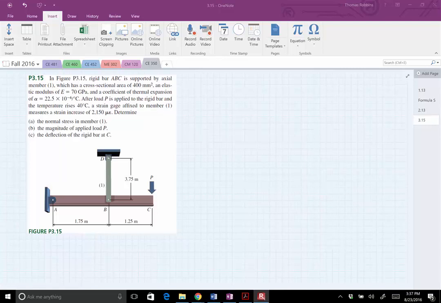Determine the normal stress in the member 1, the magnitude of the applied load P, and the deflection of the rigid bar at C. So this is a lot of information. It can be overwhelming a little bit. We have to extrapolate everything that we are given and then figure out how to apply it all to solve for these A, B, and C problems, or the questions here.